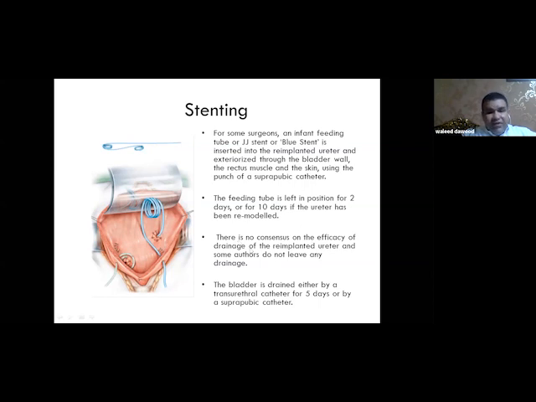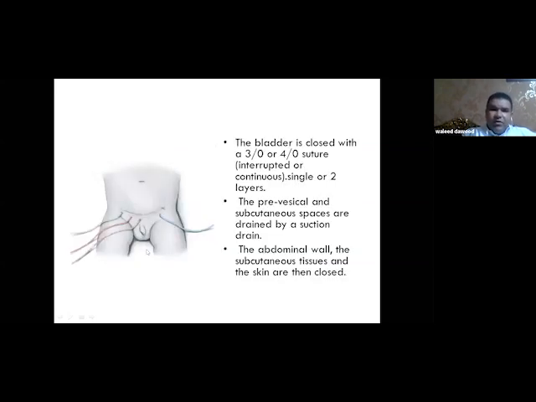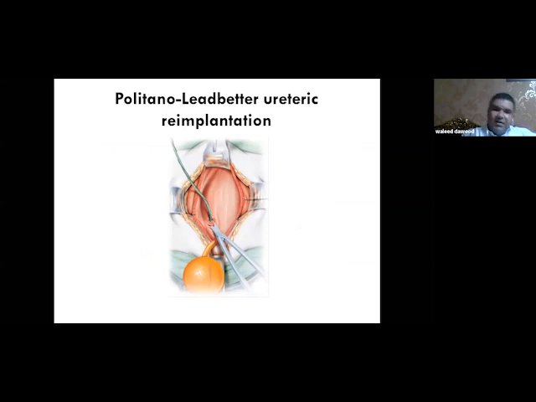There is no consensus on the efficacy of drainage of the re-implanted ureter, and some surgeons don't leave any drainage. The bladder is drained by catheter for at least 5 days. In my experience, and my professor Bryson's, in cases of bilateral Cohen we put a feeding tube in one ureter only, not both ureters. The rationale I will tell you after the match. The bladder is closed in two layers, and we put a drain and the catheter, and the patient is discharged.